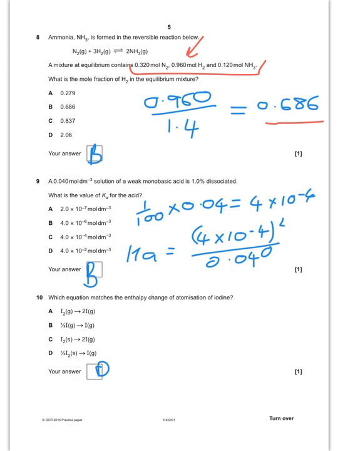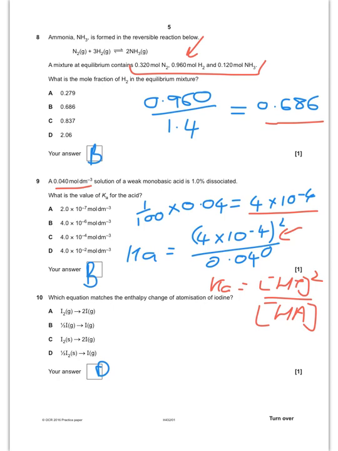So I've now got 0.04 moles per decimeter cubed solution of a weak monobasic acid that is 1% dissociated. What is the value of Ka? So 1% of 0.04 is 4 times 10 to the minus 4. And then Ka, we can say, is going to be the concentration of H+ squared divided by the concentration of the acid, which is going to be 4 times 10 to the minus 4 squared, divided by the concentration of your acid, and you get your answer to be B.